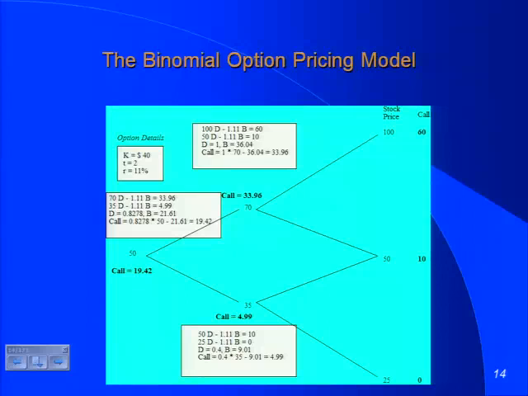You're saying, I know the stock is 35. It can go to 50 or 25. If it goes to 50, the call is worth 10. If it goes to 25, the call is worth nothing. Let me solve. If you solve that simultaneous equation, if the stock goes to 35, delta is 0.4, B is $9.01. You're saying, what does that mean?